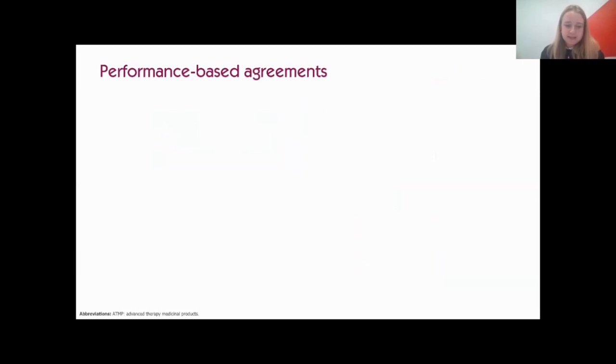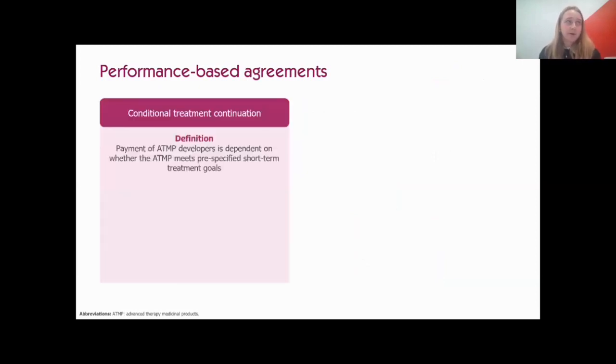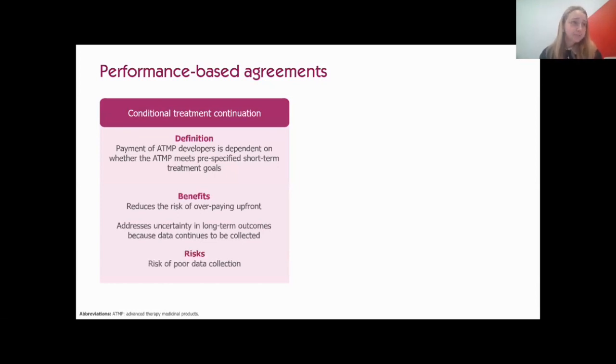So, I want to get to the case studies, and these can be kind of getting in the weeds, but I'll just do a quick overview of performance-based agreements. So one example is conditional treatment continuation. By definition, payment of advanced therapy developers is dependent on whether the advanced therapy meets pre-specified short-term treatment goals that are laid out at the time of setting up this agreement. So the benefit is that it reduces the risk of the reimbursement decision-making overpaying upfront, and it also addresses uncertainty in long-term outcomes because data continues to be collected. And the risks are that there's a risk of poor data collection, and there's also a risk to the manufacturer that it won't meet the pre-specified short-term treatment goal and they will have to supplement and pay for the therapy.